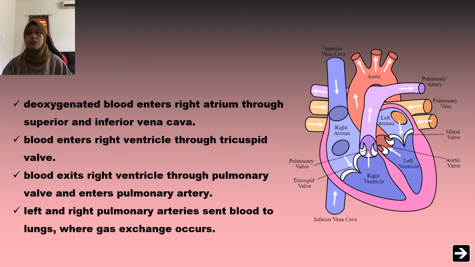And then next, blood exits the right ventricle through the pulmonary valve and enters the pulmonary artery. And lastly, the left and right pulmonary arteries send blood to the lungs, where gas exchange occurs. The blood will discard carbon dioxide and pick up oxygen.